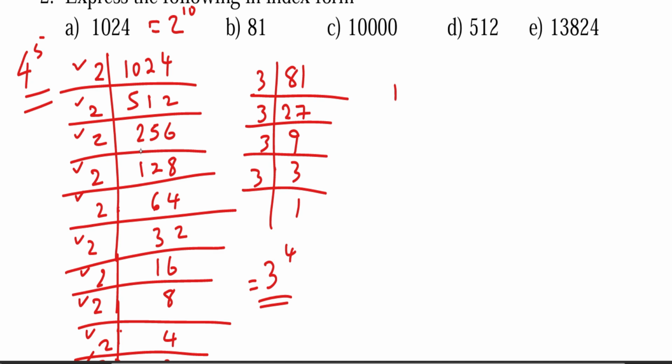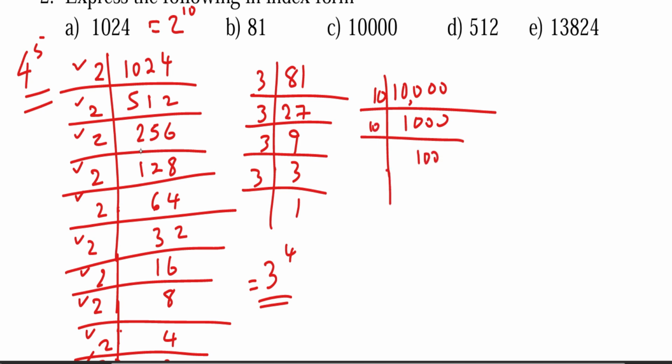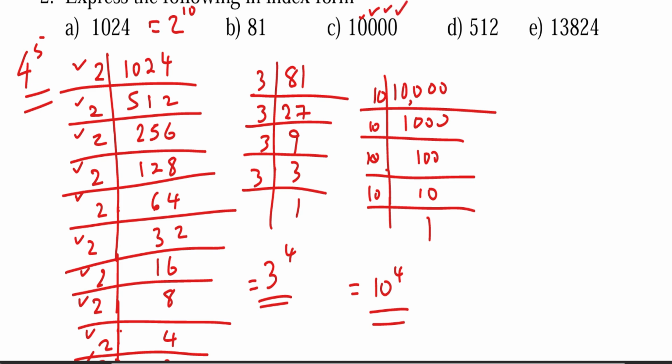Okay, for the 10,000, let's divide by 10, because that's the simplest one. Divide by 10, which gives you 1,000, then divide by 10, which gives you 100, then divide by 10, gives you 10, then divide by 10, gives you 1. So this is 10 to the power of 4. But from the looks of this, you don't even have to draw the box here. You just count how many 10s are there. There are 4, so it is 10 to the power of 4.